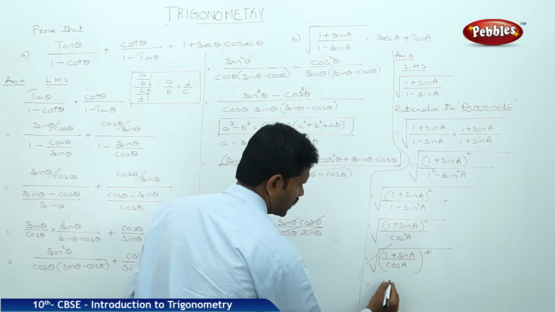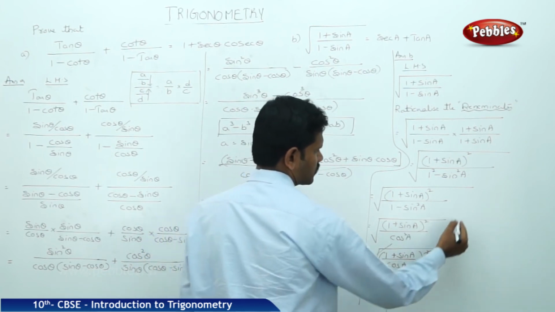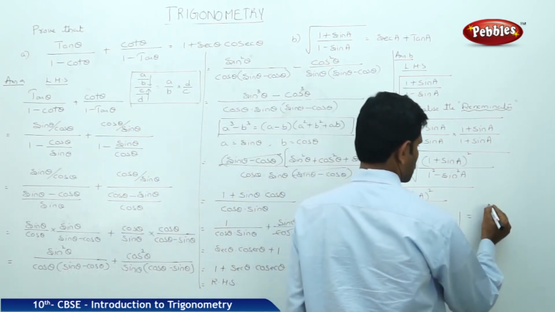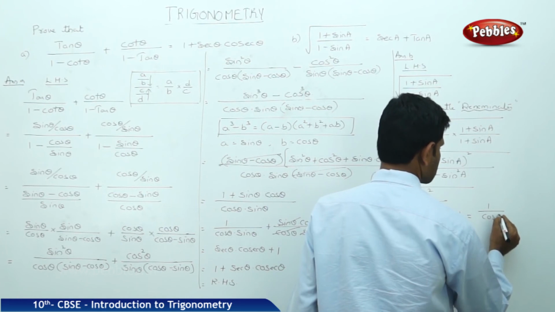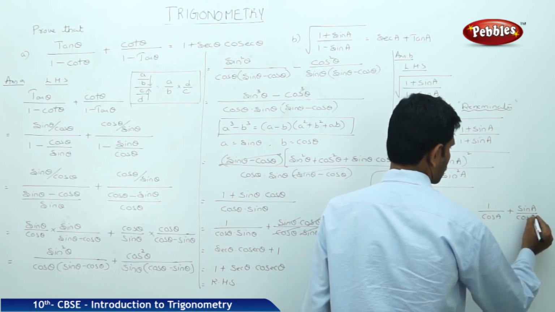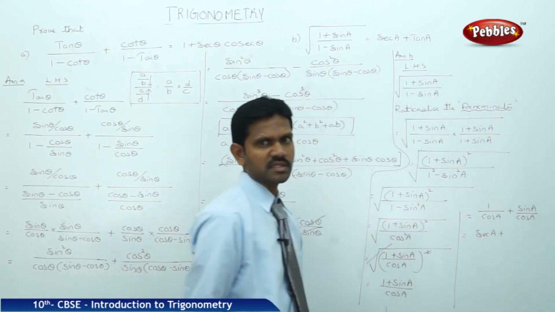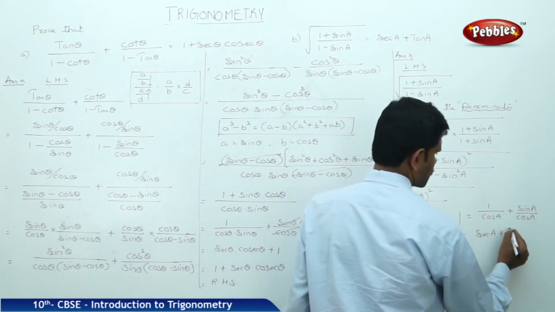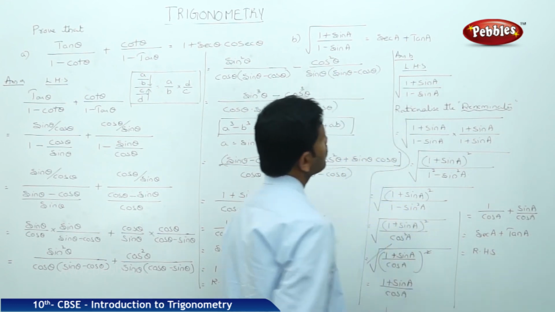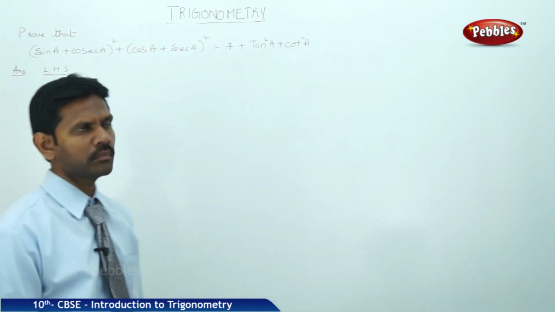Now 1 plus sin A by cos A, that is equal to dividing cos A into both the parts, that is 1 by cos A plus sin A by cos A. 1 by cos A is nothing but secant A, and sin A by cos A is nothing but tan A, by the basic definition, which is our RHS, secant A plus tan A. Okay, let us see the next problem.